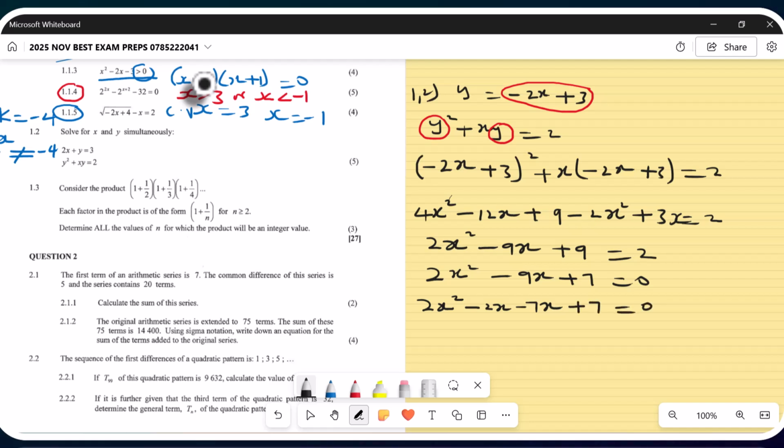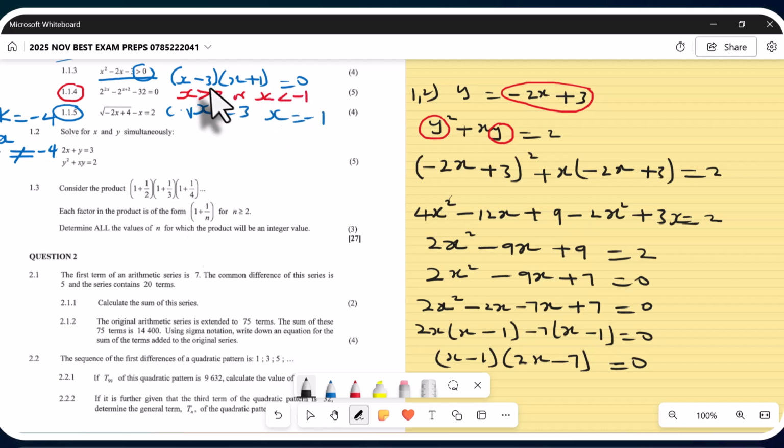So here I'm going to have x minus 1 into 2x minus 7 equals 0. Now don't forget that here we have a simultaneous equation, meaning we are going to get x values. So either x equals 1, or x equals 7 over 2. But don't forget, we need to find our y value as well. Don't forget that our y, we said y equals minus 2x plus 3. So we can get the y values now.